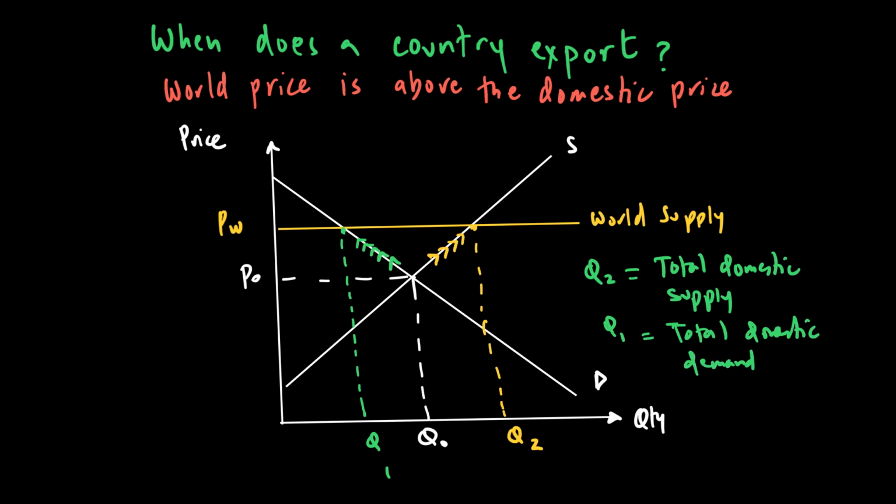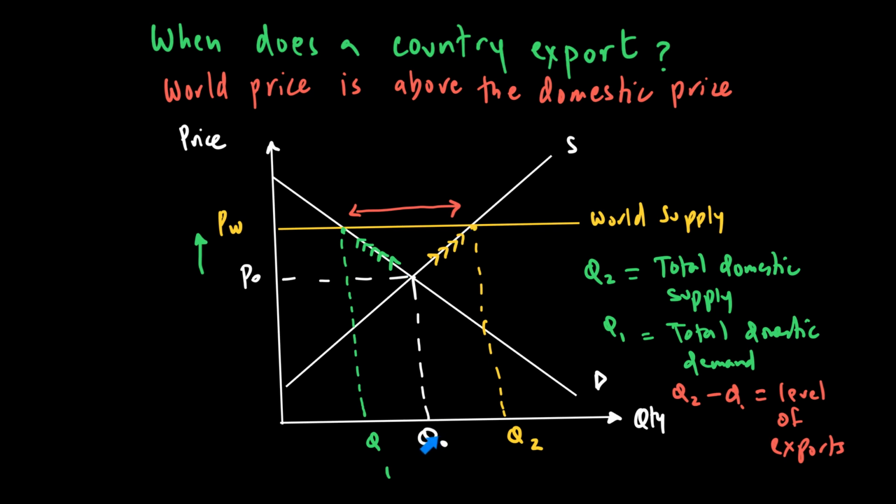Why? Because when the producers know that PW is the price being offered, they will start selling even in the domestic market something for PW, or the same quality for PW, which would mean Q2 minus Q1, this gap here, Q2 minus Q1 becomes my level of exports. So domestic producers will be encouraged to sell in the foreign market.